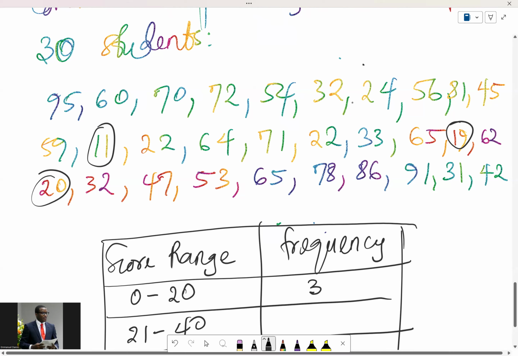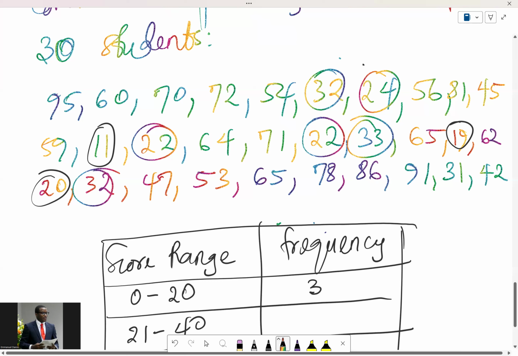So that's gone. The next thing we need is 21 to 40. Let's see, 21 to 40. So this is part of that. This is part of that. 22 is part of that. 22 is part of that. 33 is part of that. 32 is there. 31 is there. I think that's about all for 21 to 40.